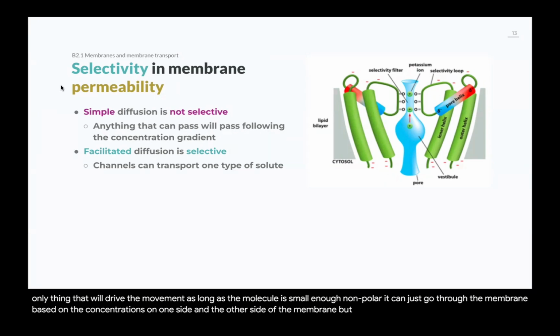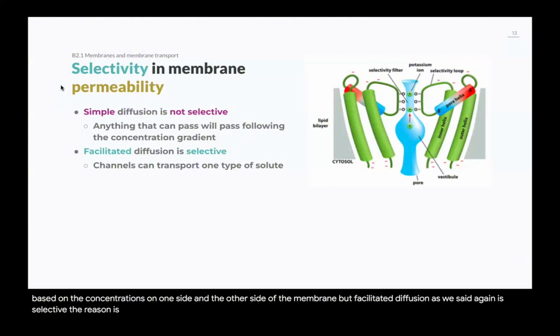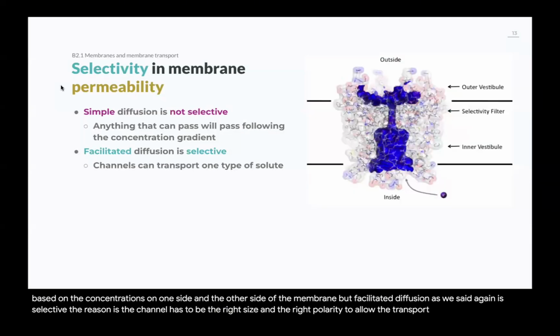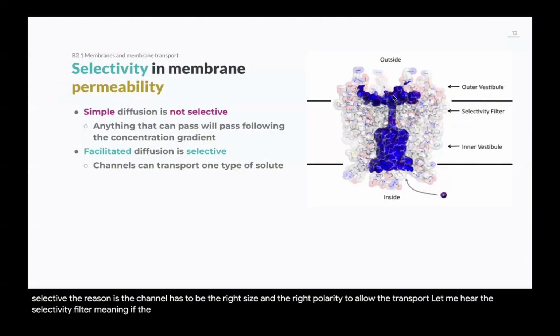But facilitated diffusion, as we said, again, is selective. The reason is the channel has to be the right size and the right polarity to allow the transport, right? You see here the selectivity filter, meaning if the molecule is too big or it has the wrong charge, it will not pass through.